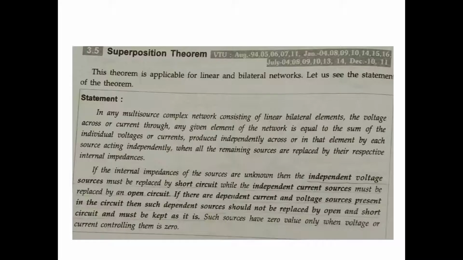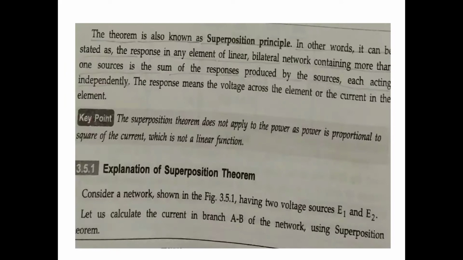Only independent sources are replaced: independent voltage sources are short circuited and independent current sources are open circuited. Dependent current and voltage sources must be kept as they are. Such sources have zero value only when the voltage or current controlling them is zero.